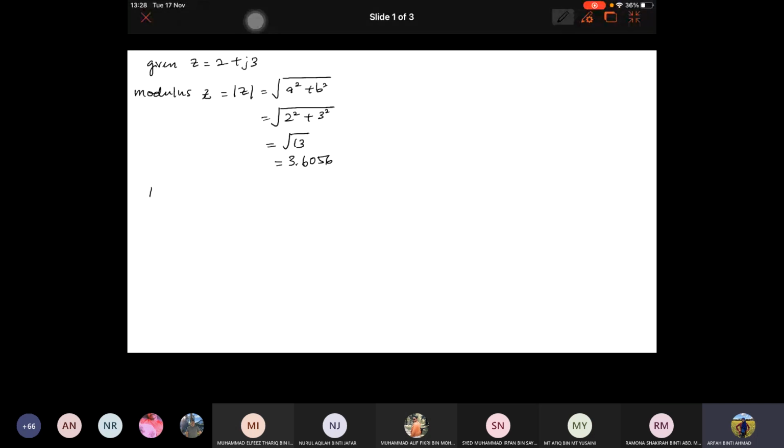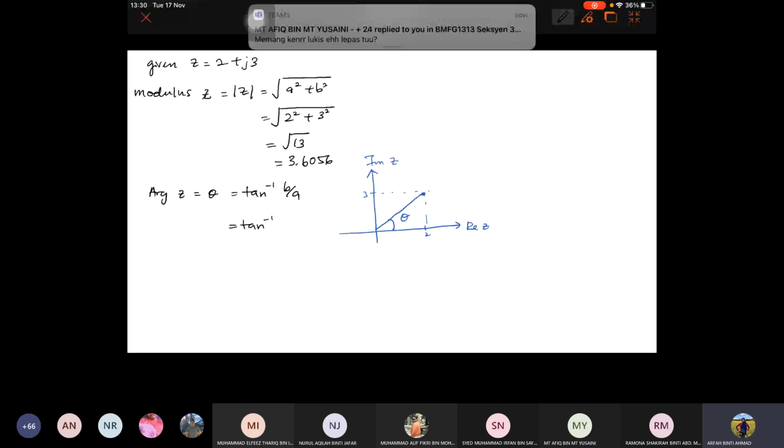Okay. So argument Z equal to theta, yang mana theta sama dengan inverse tangent B per A. Okay. So kalau awak tengok untuk this example, kalau awak buat plot dia, Z tambah j3. So ini adalah real of Z, ini adalah imaginary bagi Z. So 2 dekat sini, 3 dekat sini. So if you do the plotting, the line is here dan theta awak adalah dekat dalam kuadran yang pertama. Okay. So theta dekat dalam kuadran pertama, so terus directly guna dia punya formula. So you dapat inverse tangent bagi 3 per 2.